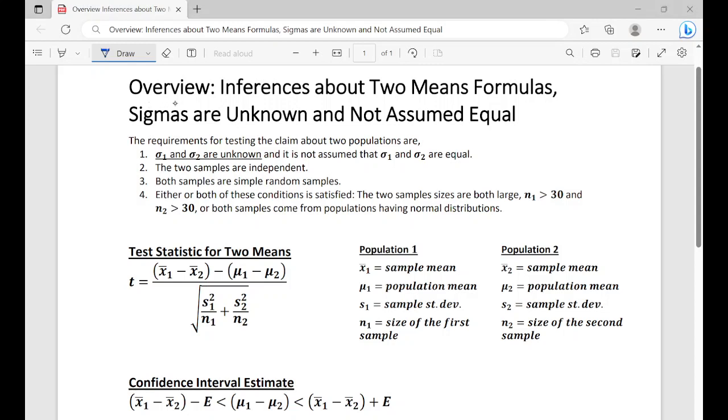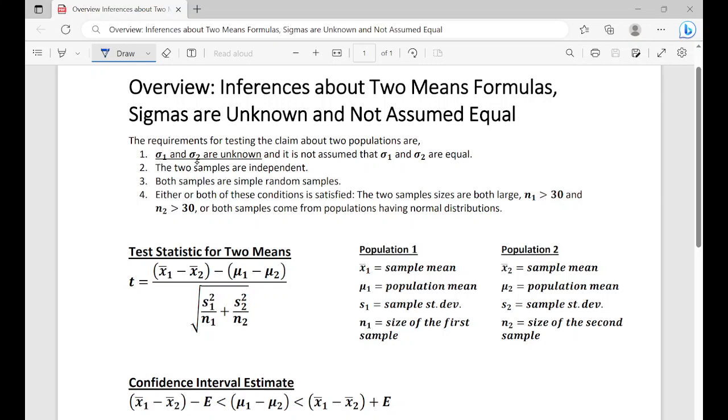Here we're going to be doing an overview of the inferences about two means and their formulas, specifically where the sigmas are unknown, the population standard deviations are unknown, and they are assumed not equal. So there are some requirements that you need. So the requirements for testing the claim about two populations are as follows.